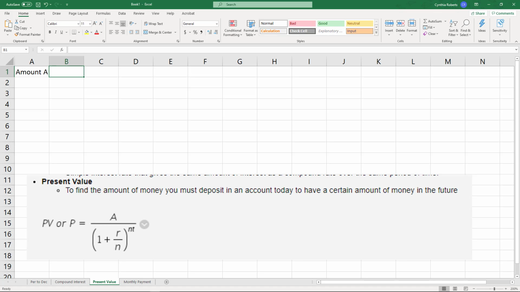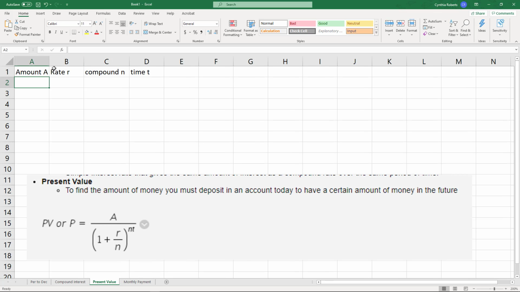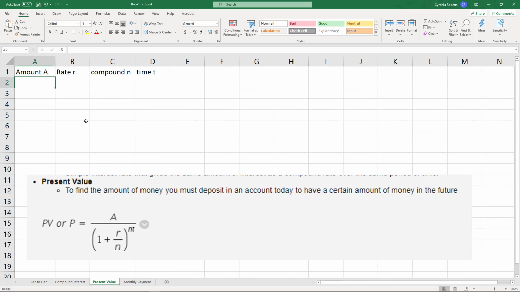I'm going to need an amount. I'm going to need an interest rate. I am going to need the number of times compounded a year. So compounded, that's my N. And then I'm going to need time, my T. All right, I think I have everything that I need. So I want to solve for present value. All right, let's get some numbers in here.